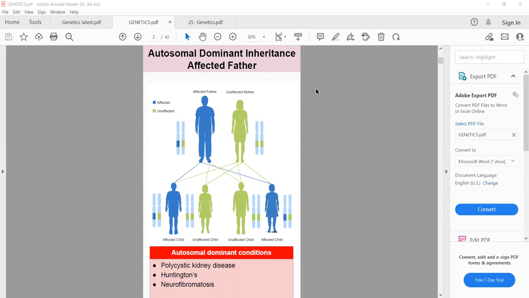Two points you need to remember about dominant diseases: whether they are sex-linked or autosomal, dominant diseases do not have a carrier state, and only one defective gene is required to cause the disease. So remember these two points. Now, if the question mentions that one parent is affected, then it means that parent has one faulty gene that is causing the disease.